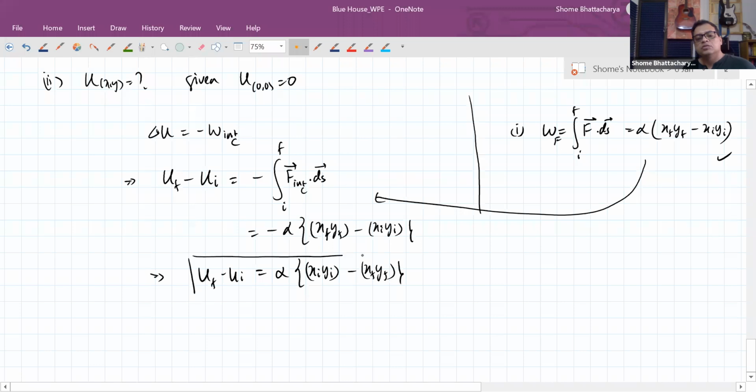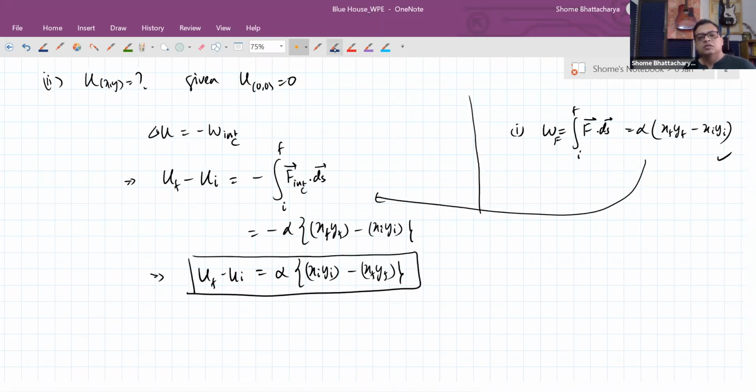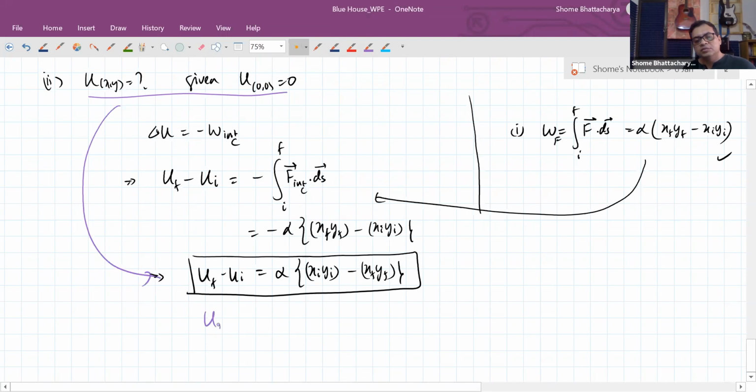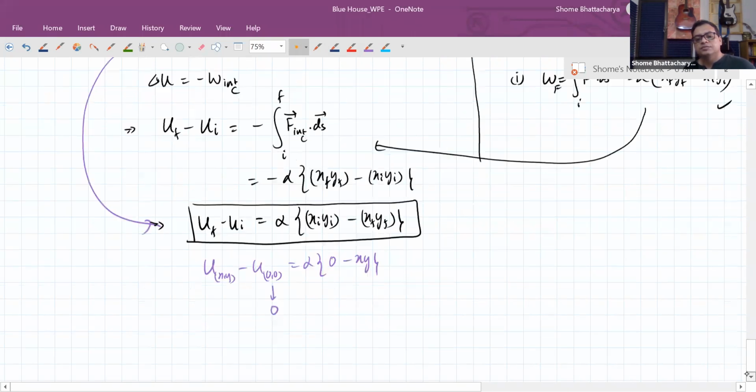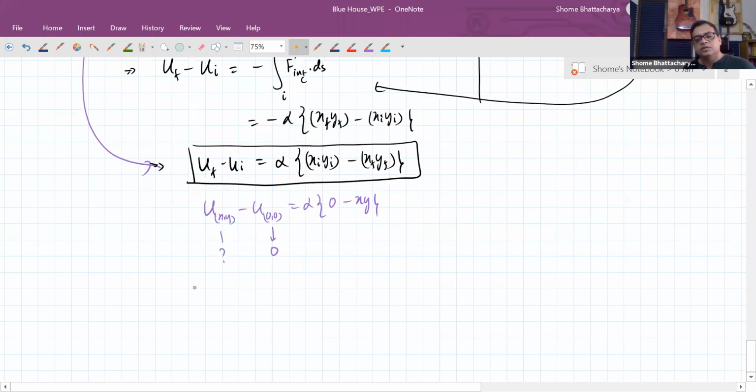Okay. Now in this, just substitute this information. So this will become U at some general xy minus U at 0, 0 is alpha into 0 minus xy. And this term is given to us as 0. And this term is what we are trying to calculate. So potential energy at a general point x comma y becomes minus alpha xy.